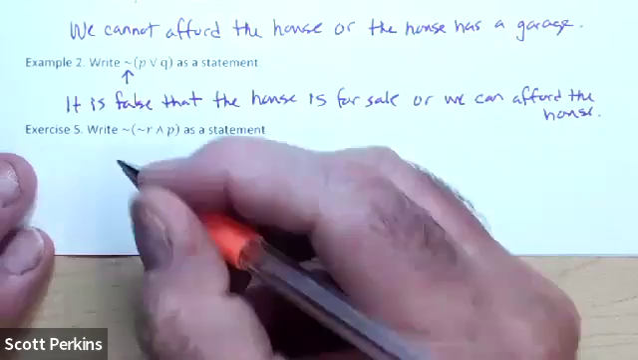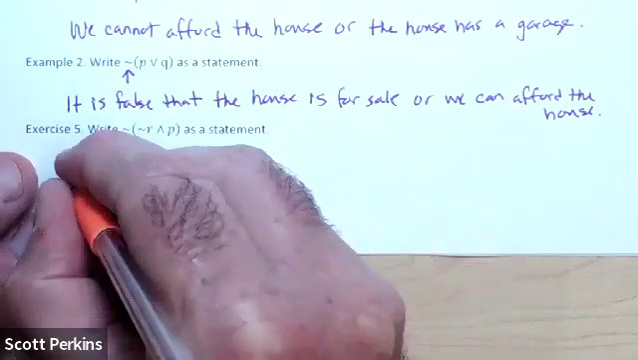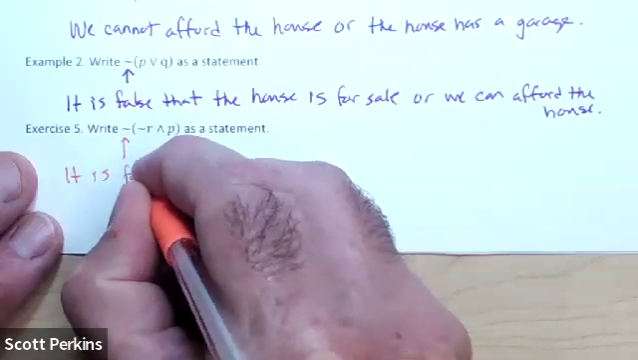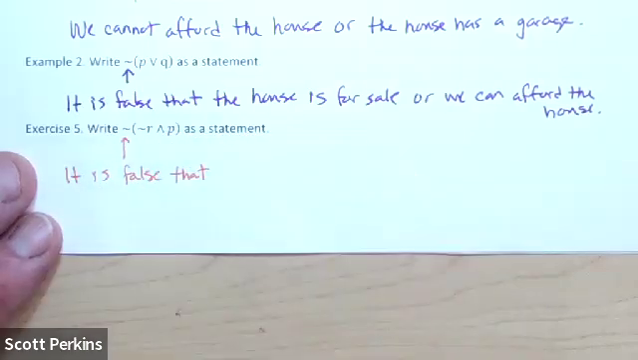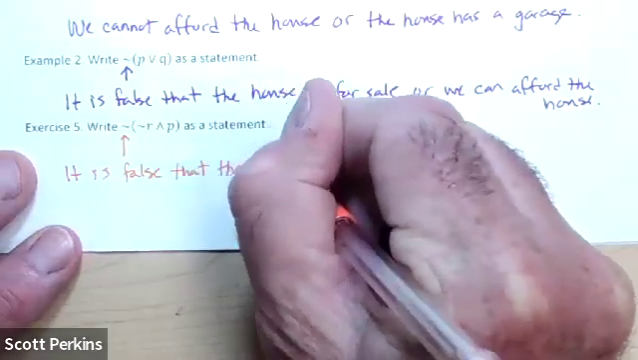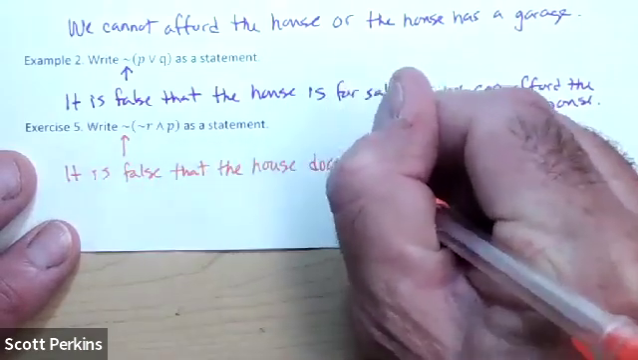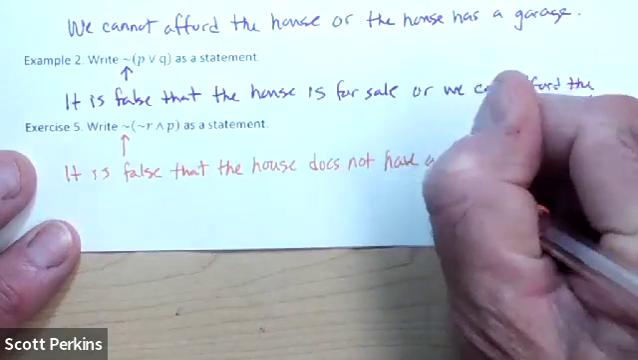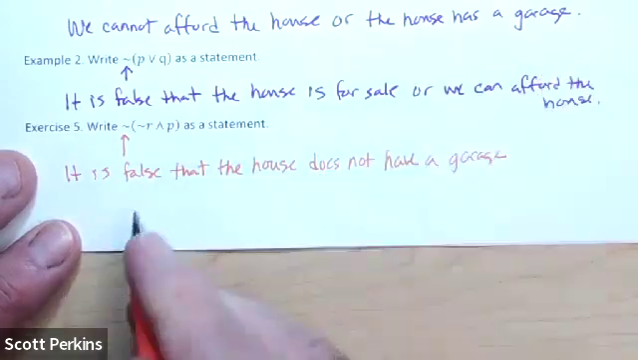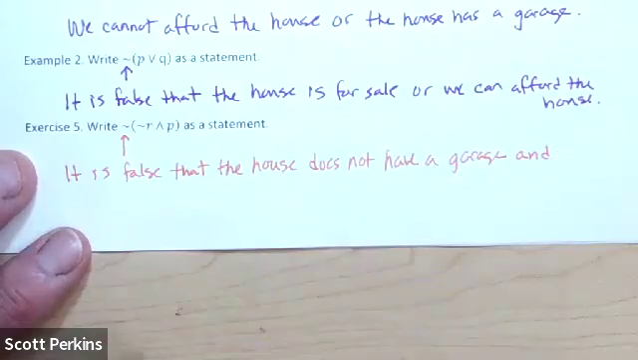Okay, once again, the second you see that squiggly in front of some parentheses, don't worry about anything else. Just write it is false that, or it is not true that. So it is false that, and now I'm just going to write down what's in the parentheses. So it starts off with squiggly R, the house does not have a garage. Or the house has no garage, if that's what you prefer. And then this is a conjunction, so and P, the house is for sale.